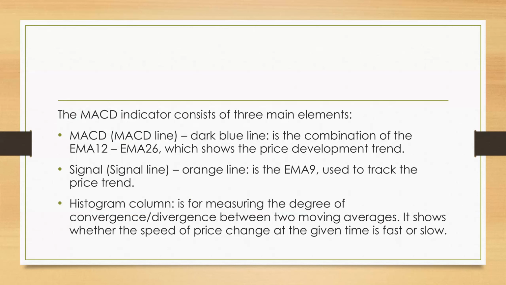The MACD indicator consists of 3 main elements. The line, which is dark blue, is the combination of the EMA 12 and EMA 26, which shows the price development trend, which we spoke about. The signal line, the orange line, that is the EMA 9, is used to track the price trend. And the third component is the histogram column. This is for measuring the degree of convergence or divergence between 2 moving averages. It shows whether the speed of price change at the given time is fast or slow.